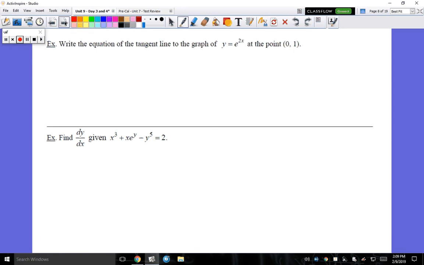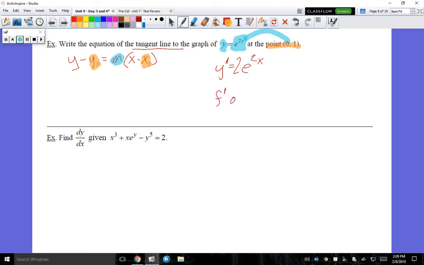Alright, write the equation of the tangent line. Okay, so I see tangent line, and I'm thinking my point slope formula. I know that I need a point, which 0 would go here, and 1 will go here. Now I just need to find the derivative, otherwise the slope, of this evaluated at 0. So let's find y prime. It is a carbon copy times the natural log of the base times the derivative of the power. So it's 2e to the 2x.